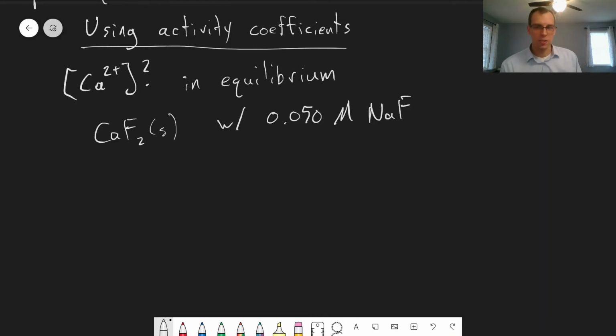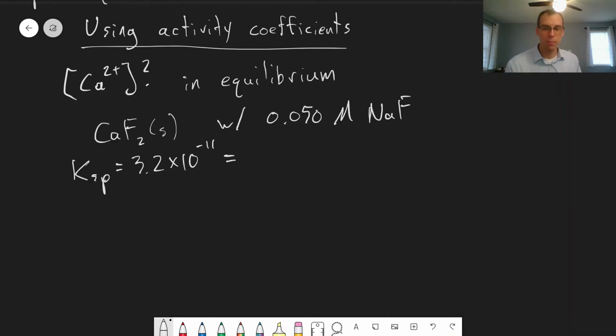Okay, so we can assume there's going to be a very low concentration of calcium. Calcium fluoride is an insoluble salt, and that's borne out by the KSP value. KSP is 3.2 times 10 to the minus 11, so this is a very small equilibrium constant. We expect mostly this is going to stay in the solid form. But to find this in terms of activity coefficients, we need to use activities instead of concentrations for our KSP.